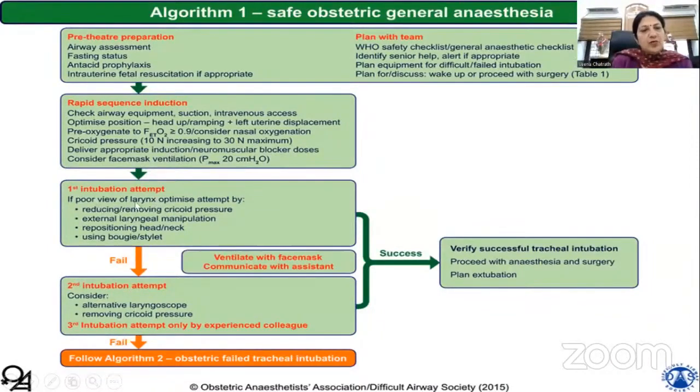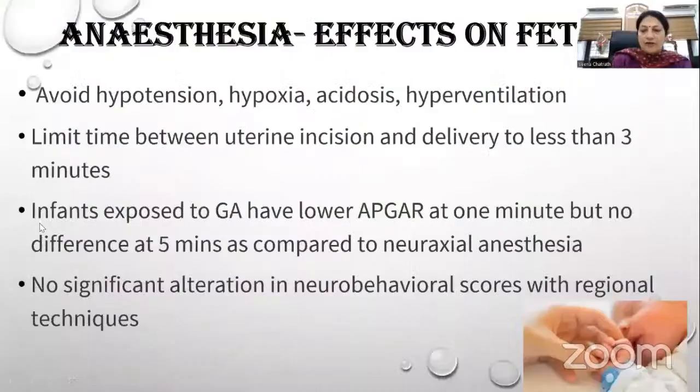If there is poor view of larynx, then optimize the attempt by reducing or removing the cricoid pressure. External laryngeal manipulation can be done, or repositioning of the head and neck; bougie or stylet can be used. And if the first intubation attempt has failed, then for the second intubation attempt, we have to use an alternate laryngoscope, or remove the cricoid pressure. Remember that if the first intubation attempt fails, you have to immediately call for help of the expert.